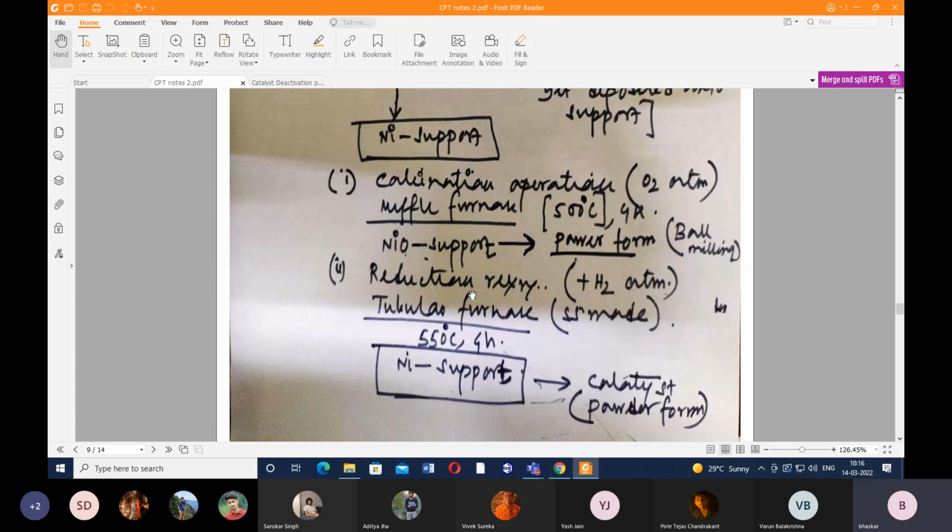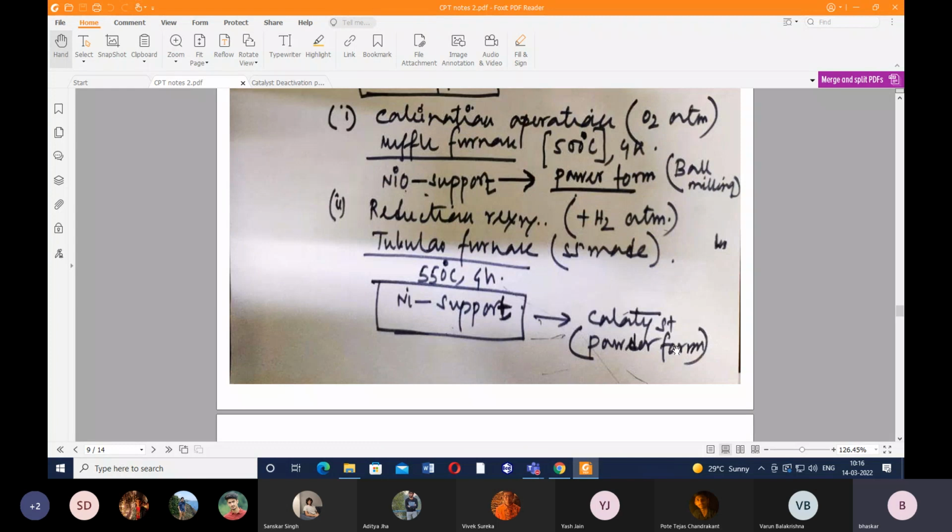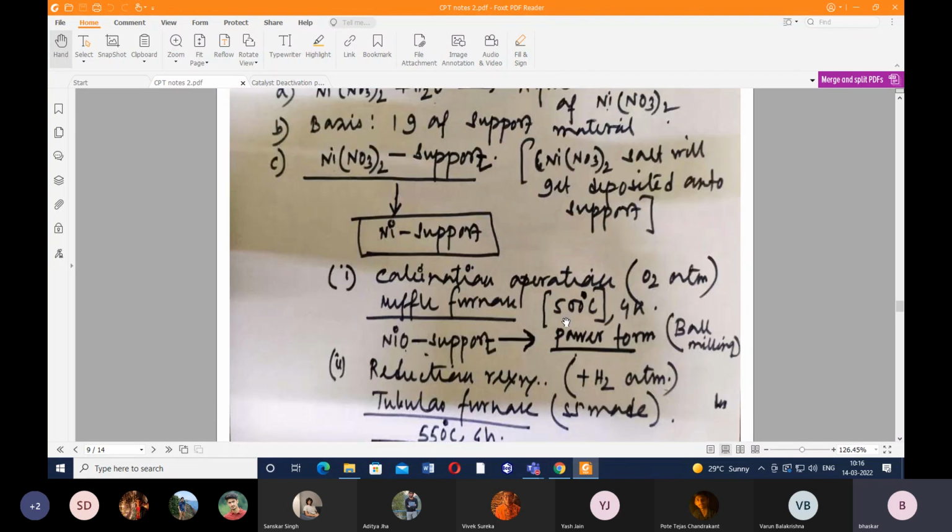The reaction is conducted inside this tubular reactor at a temperature of around 550 degrees Celsius for 4 hours. As a result, we end up with nickel dispersed on a suitable support. This is our final product, the main catalyst. This is how we can synthesize a composite catalyst.